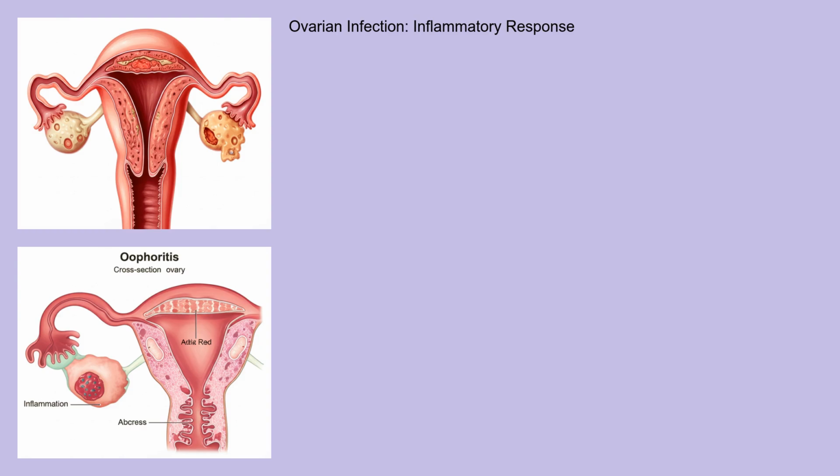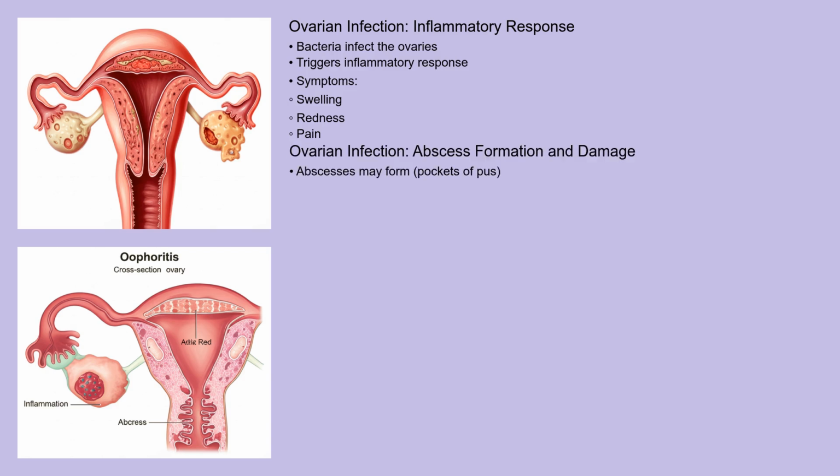When bacteria infect the ovaries, they trigger an inflammatory response. This inflammation leads to swelling, redness, and pain in the affected ovary or ovaries. Abscesses, which are pockets of pus, can sometimes form within the ovaries. This inflammation can also damage the delicate tissues of the ovaries, potentially affecting their ability to function properly and leading to complications, such as infertility.